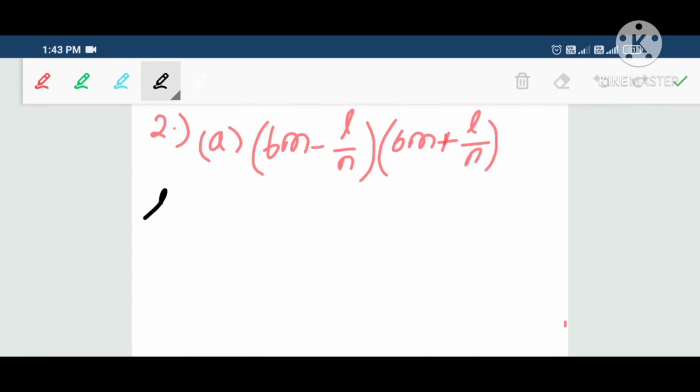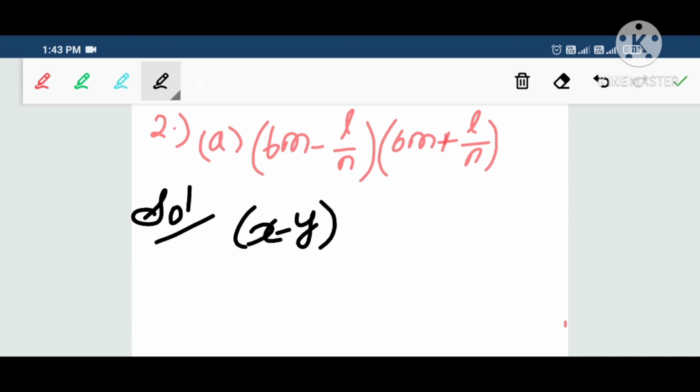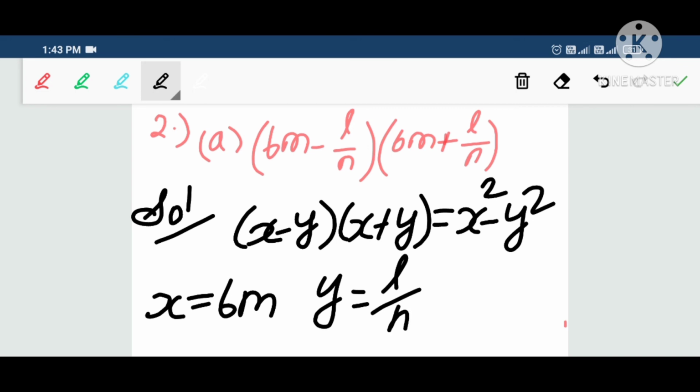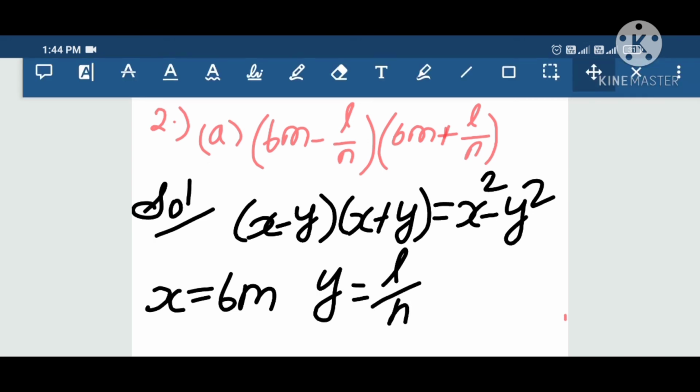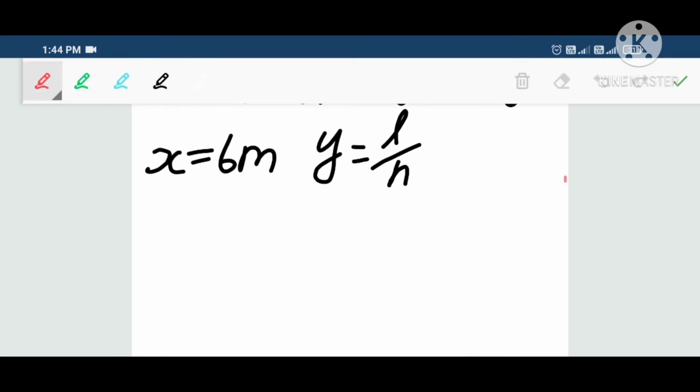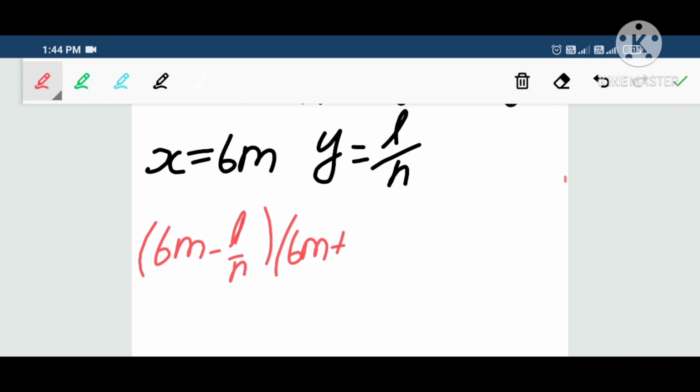So in the solution we take the identities x minus y, x plus y. So we need to find the product, x square minus y square. So here what is the value of x? X is nothing but 6m and y is nothing but L by n. By using these values we have to find the identities. So how can you write this? 6m minus L by n, this can be written as 6m plus L by n.